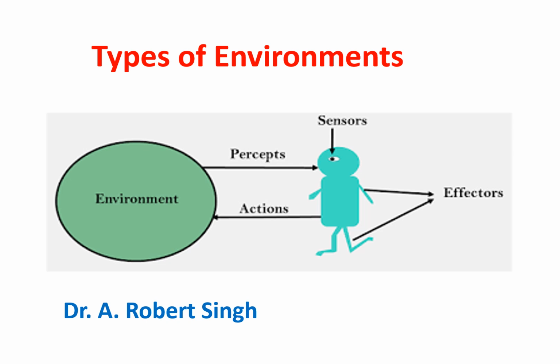Welcome to our exploration of the nature of environments. In the artificial intelligence and robotics world, understanding the environment in which agents operate is crucial for designing intelligent agents. Environments can vary widely in complexity and characteristics. They can be static or dynamic, observable or partially observable, and discrete or continuous.